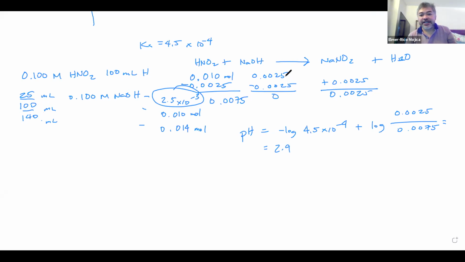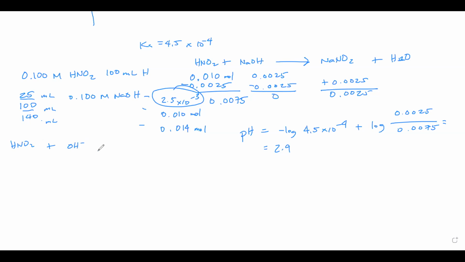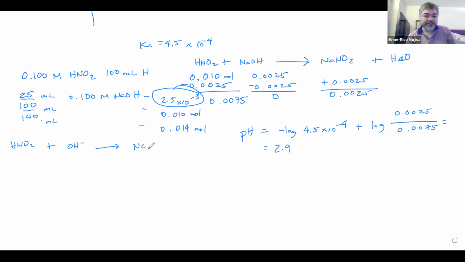Both of them have the same, right? So if you look at this HNO2, it's really the OH minus that reacts with it to produce NO2 minus and H2O. So what's really happening here? You have a 0.01, but this one will also be 0.01. Then you allow them to react, so all of them will be used up, but you're going to form this.